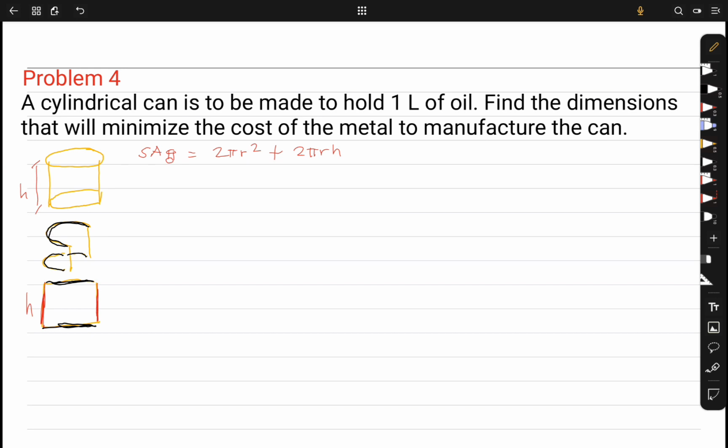So, ano ba yung perimeter ng circle? That is 2 pi r. Therefore, para makuha natin yung area nito, that is 2 pi r multiplied ng h. Kaya meron tayong 2 pi RH dito sa surface area natin. Maliwanag po? Okay.